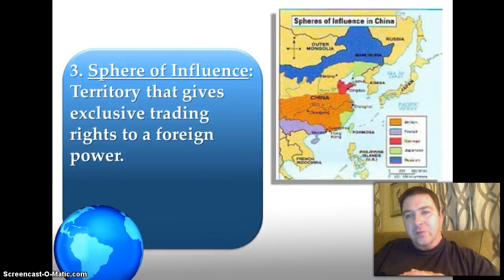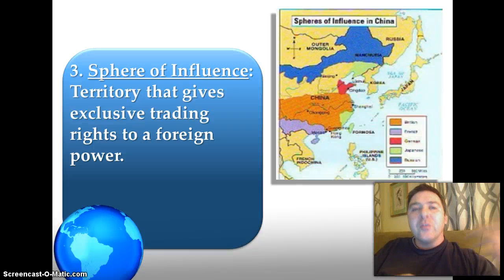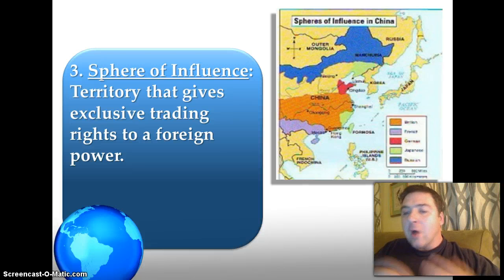Okay, and then the last form, largely found in China, was the sphere of influence. And the sphere of influence was the least controlling, the least dominating of these, and it really was an economic arrangement where the territory gave exclusive trading privileges to the foreign power. In these cases here, in the orange area, the English were the only ones who could trade. In the blue area, only Russia could trade. Okay, and that's what a sphere of influence was. Okay, and that concludes the first part of Standard 9D.